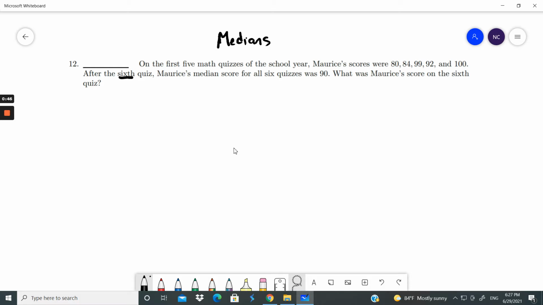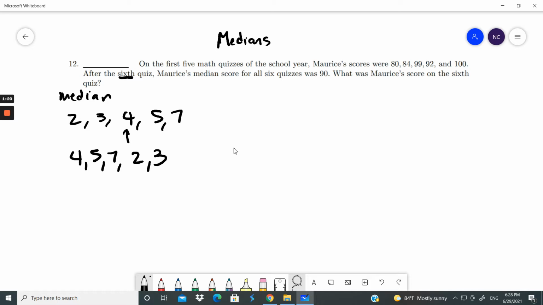First, we need to understand what a median is. A median is essentially a middle number of a set. So let's say I had a bunch of numbers, 2, 3, 4, 5, and 7. The median would be 4 because there are 2 numbers that are less than it and 2 numbers that are greater than it. A median for a set doesn't change no matter what order the numbers are in. For example, if this order was 4, 5, 7, 2, and 3, the median would still be 4 because there are still 2 numbers that are greater than it and 2 numbers that are less than it.